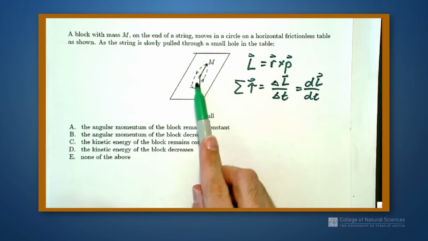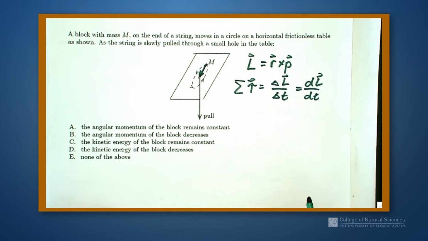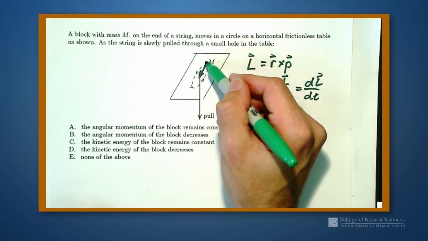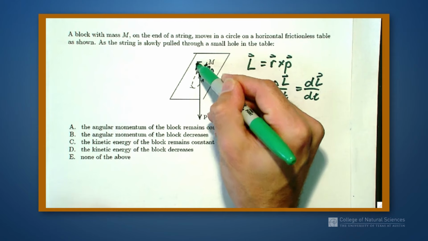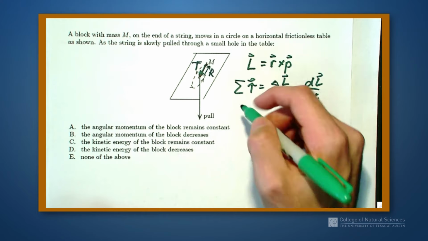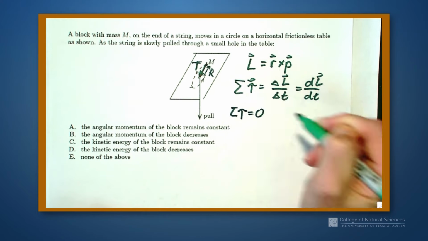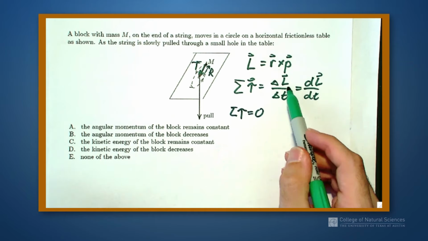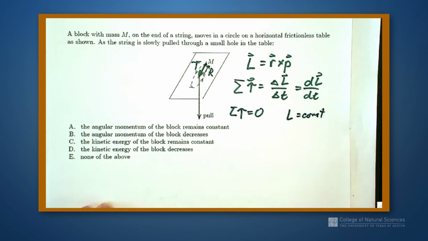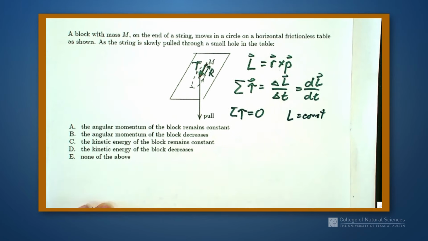Well, I look at the force that I'm pulling, and this tension force is pulling straight in. It's pulling the ball in. And it's at a distance r straight out, its tension force is straight in. So the torque, or the force that we pull down on the string, actually gives us a torque of 0. Which means that our angular momentum with respect to time doesn't change, or L is constant. So the angular momentum of the block remains constant. I think that is the correct answer, but let's check. So I don't think it decreases.